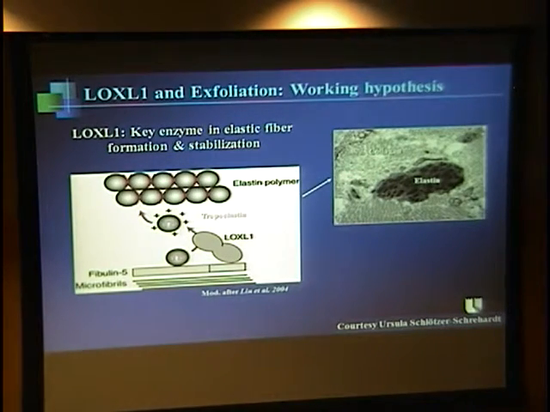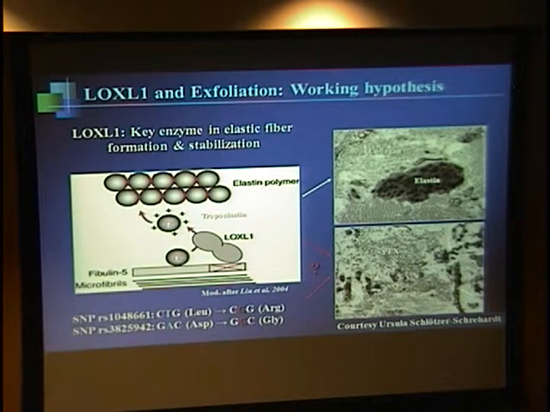If you look, this is one of the rare diseases where you look at the gene that was found and you say, golly, this makes sense. LOXL1 is a key enzyme in elastic fiber formation and stabilization. It actually catalyzes the polymerization of tropoelastin into elastin polymer. So it's a real key player in everything that we know about exfoliation syndrome. And then the question, of course, was, well, you have these coding variants that change proteins, from a leucine to an arginine and an asparagine to a glycine. Is that what's going on in making this normal appearance turn to this?